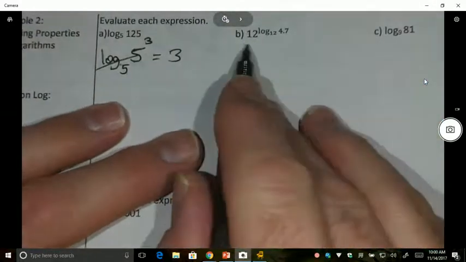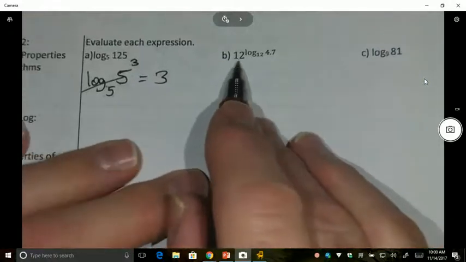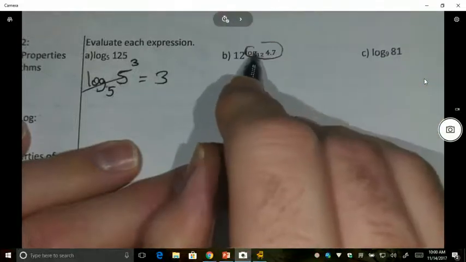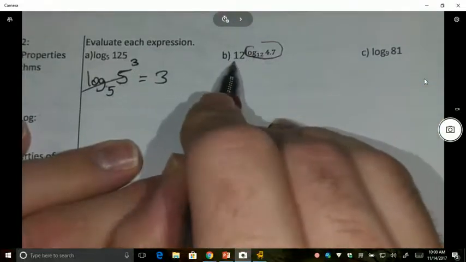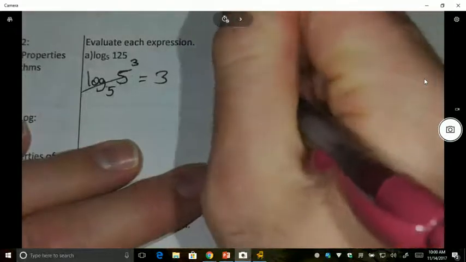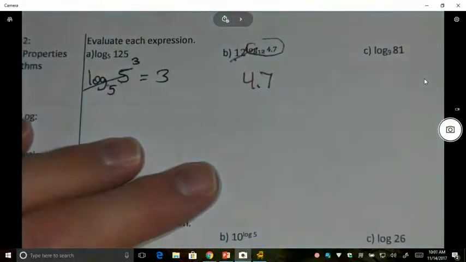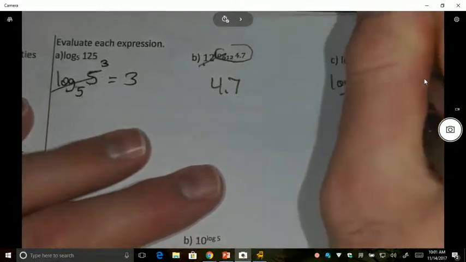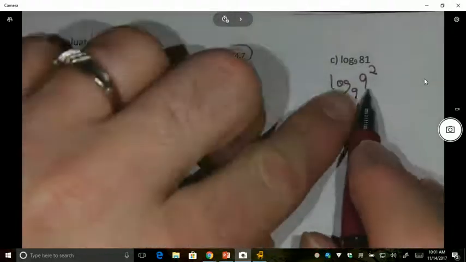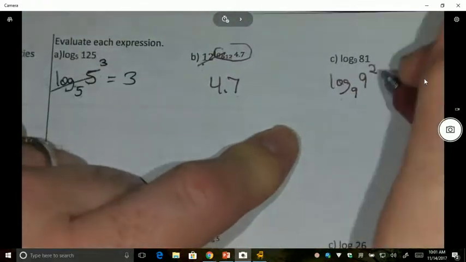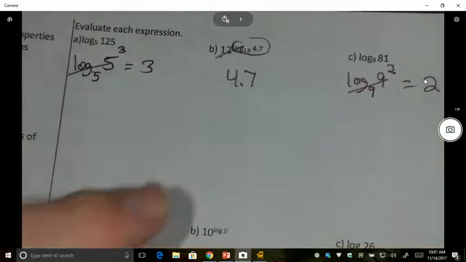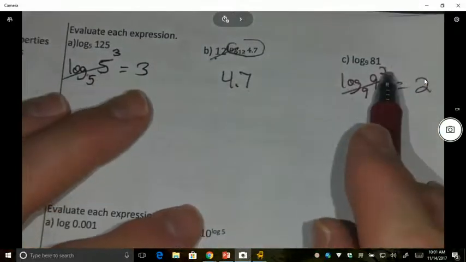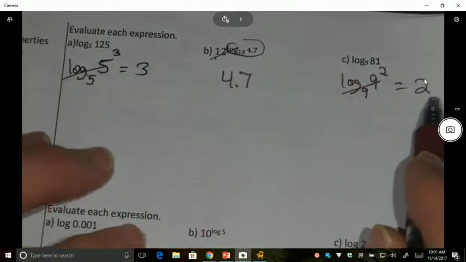Letter B, I have 12. That's my base, and this is the exponent. But in it is a log base 12. So the exponential base 12 and the log base 12 undo each other. My answer is 4.7. Log base 9 of 9 squared. Exponential base 9, logarithm base 9, they undo each other. Another way to think about that is 9 to what power is 9 squared? The answer would be a power of 2.